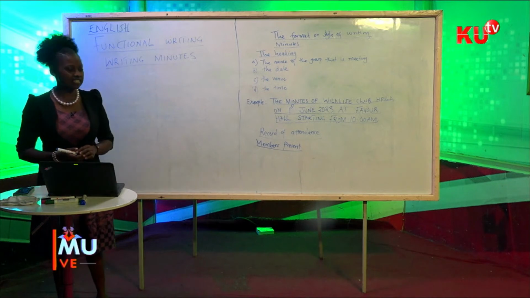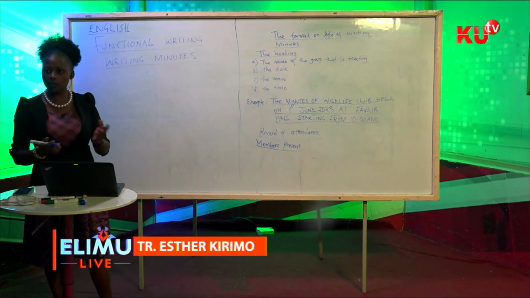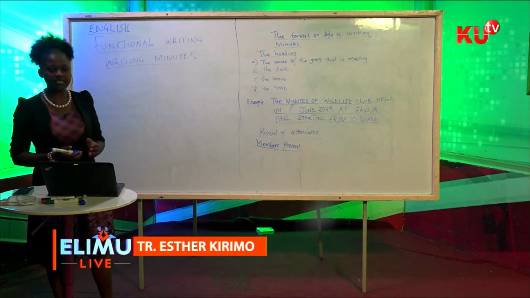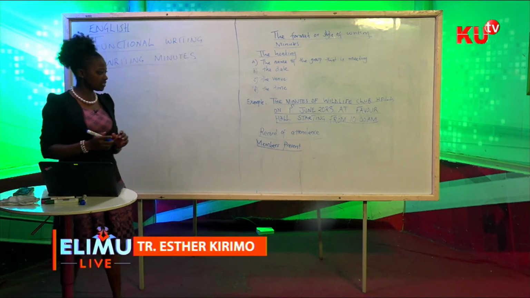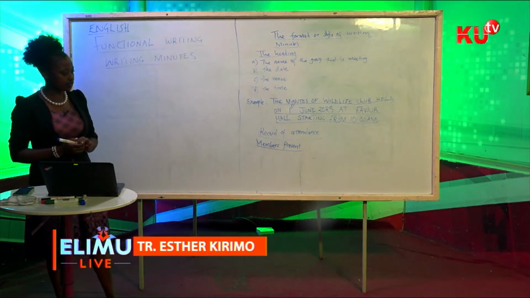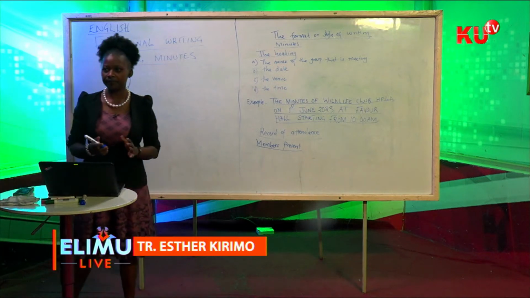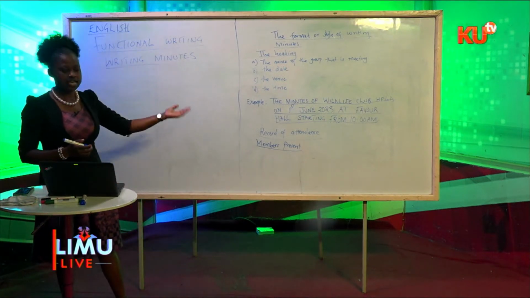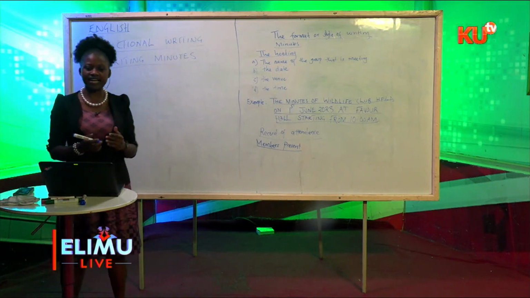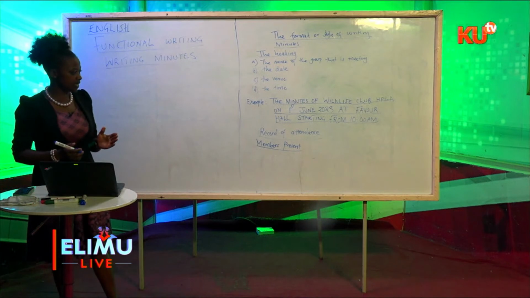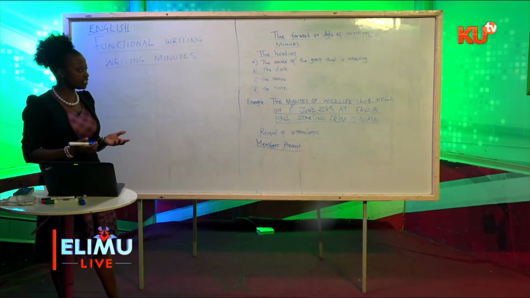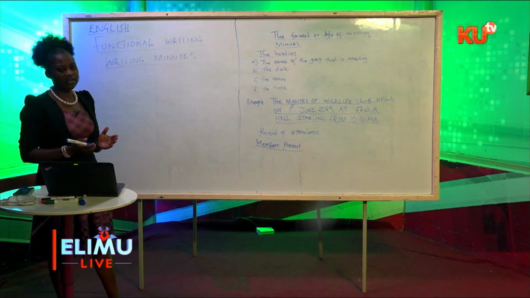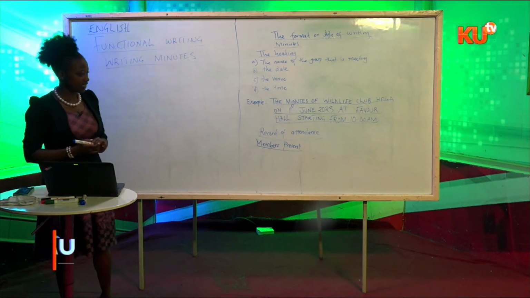You may find that the question specifies how many members were present in the meeting, or the question may not specify. If the question has specified, then you are supposed to use that number that the question gives you. If the question has not specified how many members attended the meeting, then you are expected to be creative enough depending on the group that is meeting. I hope we are together.